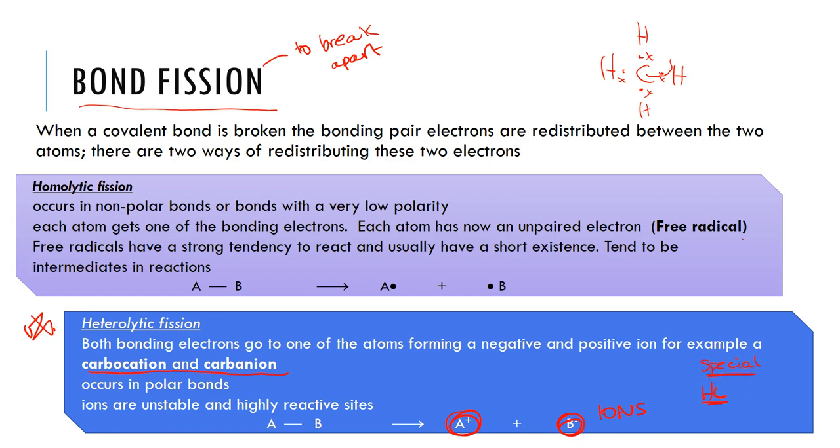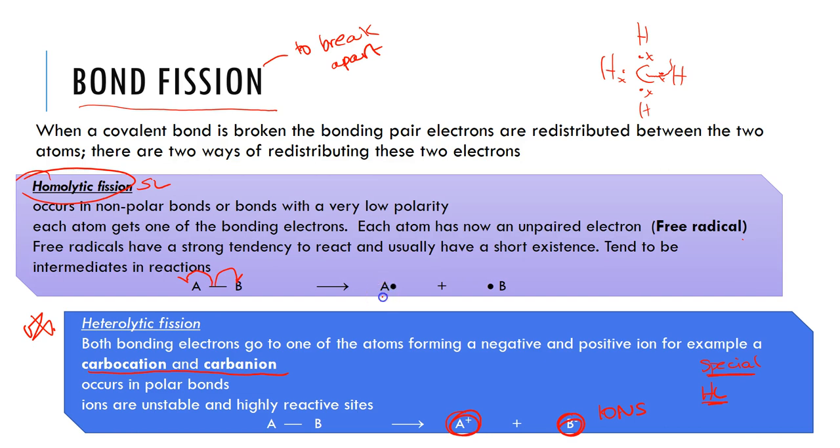Okay, and we will look at that in HL. In SL, we're going to only look at this one here, which is homolytic fission. Again, homo means the same, so they're going to split evenly. So when we have a non-polar bond or bonds with low polarity, like we see in alkanes, what happens is each atom gets one of the bonding electrons. So in this case, B will get one and A will get one.